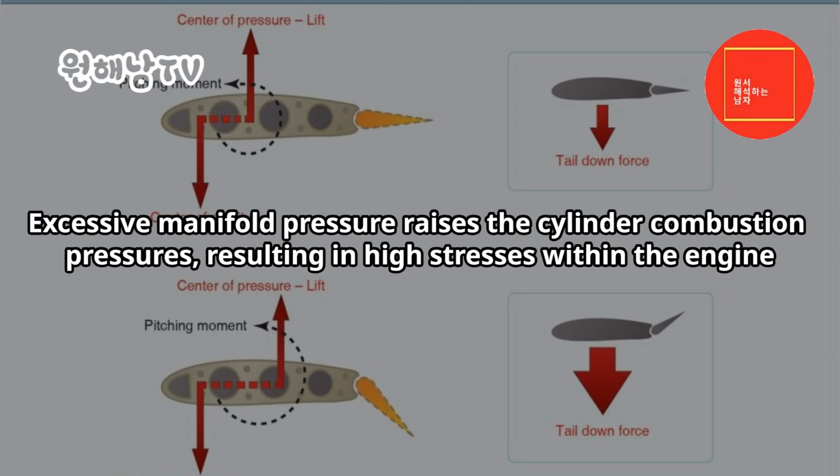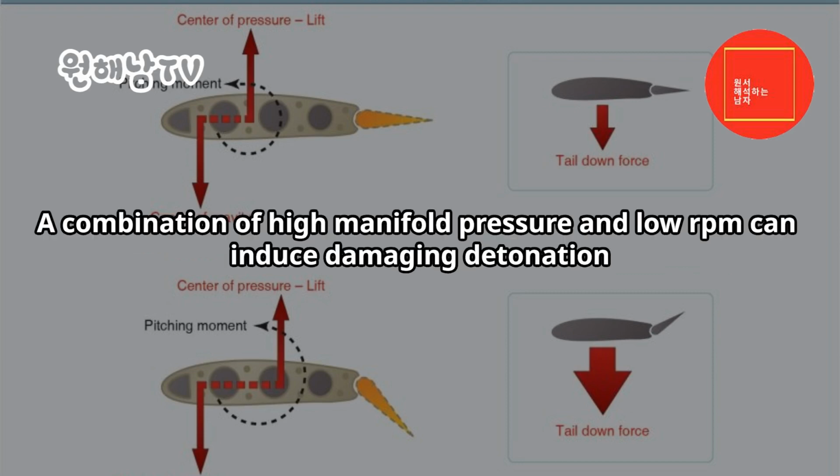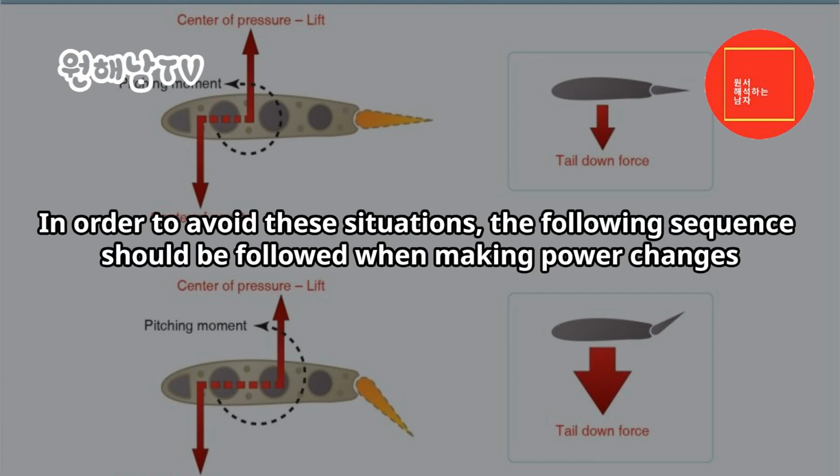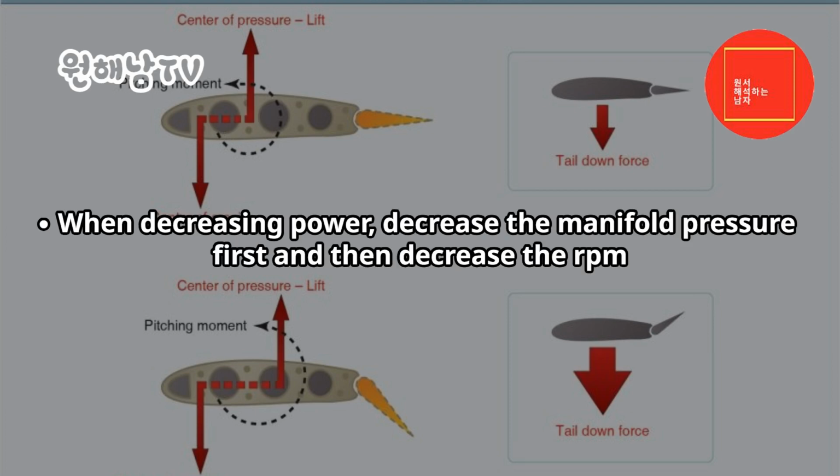Excessive manifold pressure raises the cylinder combustion pressures, resulting in high stresses within the engine. Excessive pressure also produces high engine temperatures. A combination of high manifold pressure and low RPM can induce damaging detonation. In order to avoid these situations, the following sequence should be followed when making power changes. When increasing power, increase the RPM first and then the manifold pressure. When decreasing power, decrease the manifold pressure first and then decrease the RPM.